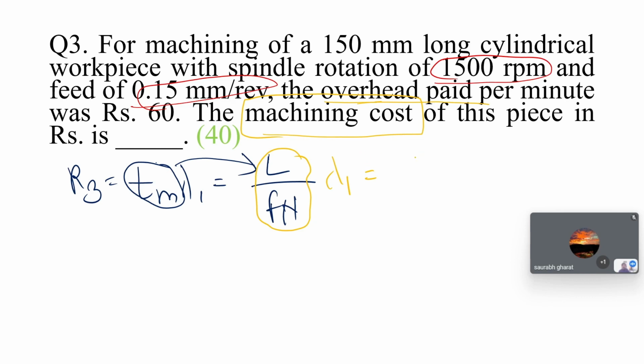So you know what your L is. It is simply 150 divided by 0.5, your speed and rotation are given, into 60. Why 60? Because per minute it is given, and everything is in RPM only, so you don't need to change anything. If you do this, you will get only the 40 rupees answer.